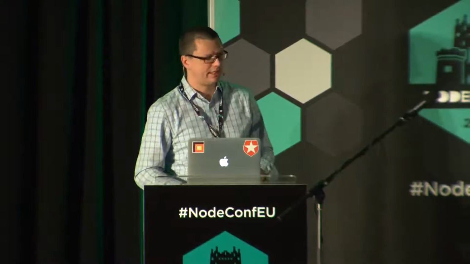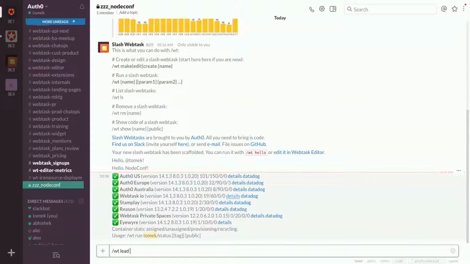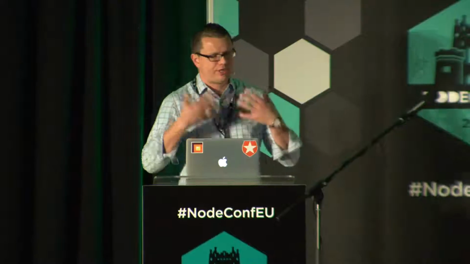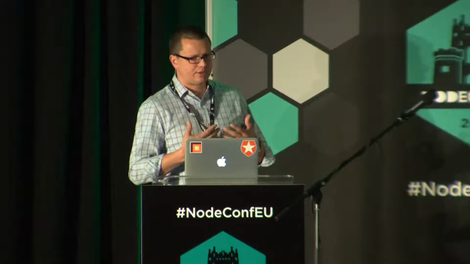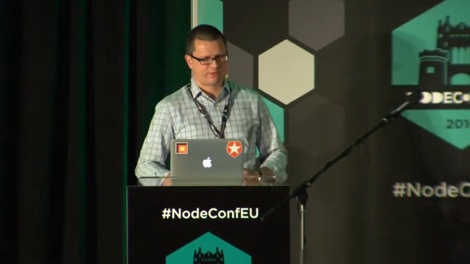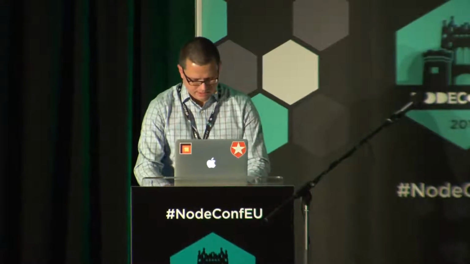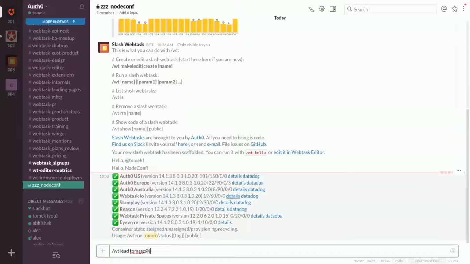Another thing that our data scientist has created is called WT Lead. WT Lead allows us to very quickly find out all the information we have about anyone in the sales pipeline, and it is a mechanism to bring all this data right there into Slack. You can imagine a salesperson on a call with someone, and they want to very quickly find out who that person is. What do we know about him? So they can do WT Lead, Tomasz Janczuk. So I'm going to put myself in here.